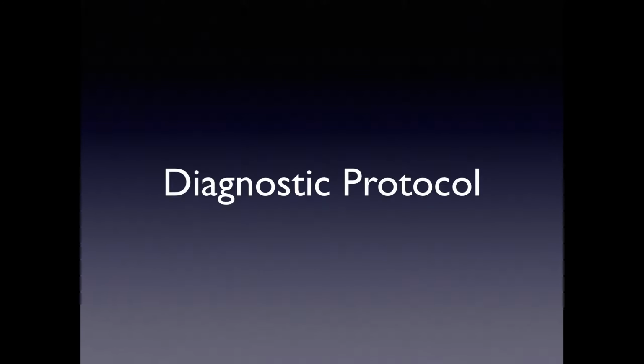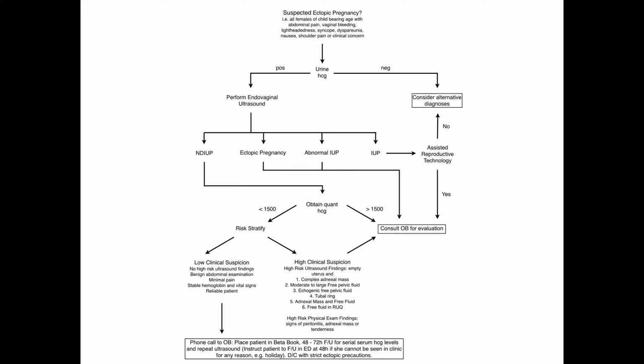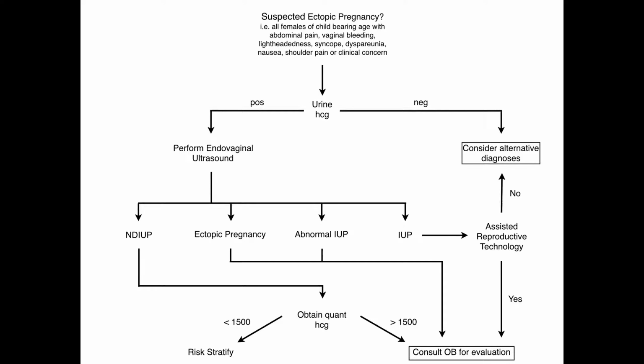Let's take a look at our diagnostic protocol. In any woman in whom you suspect ectopic pregnancy, which is all women of childbearing age who present with abdominal pain, vaginal bleeding, lightheadedness, syncope, painful sexual intercourse, nausea, shoulder pain, or any other clinical concern, the first step is, of course, to obtain a urine pregnancy test. If the urine pregnancy test is negative, then ectopic pregnancy is ruled out for all intents and purposes. If the urine pregnancy test is positive, the next step is to perform an endovaginal ultrasound for further risk stratification.